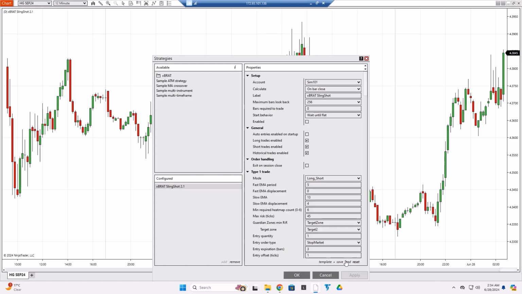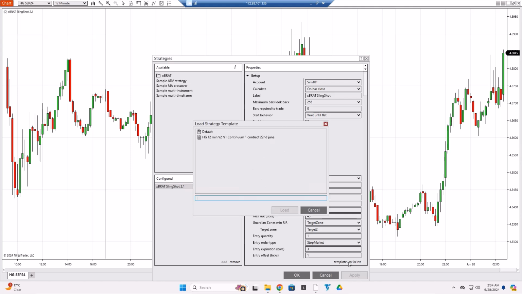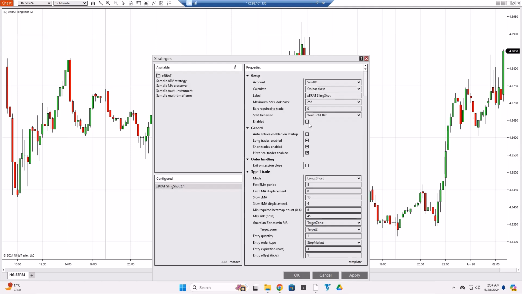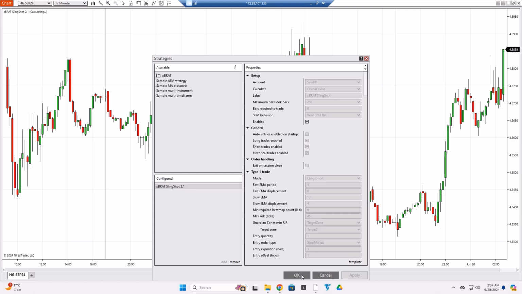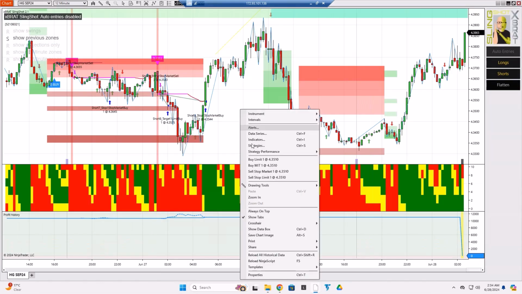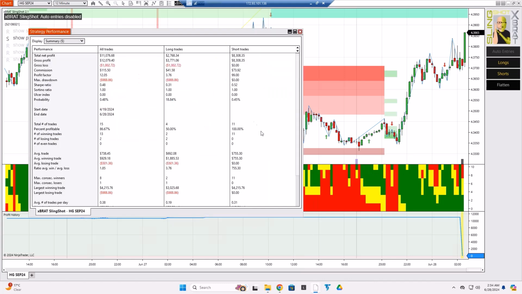Again, when we go to template, I'm going to right click on the chart, open up the strategy. I'm going to load that template here. I'm going to click apply. I'm going to look at the strategy performance. And as you can see here, my max drawdown is $988. Now on my strategy, it's about $14.